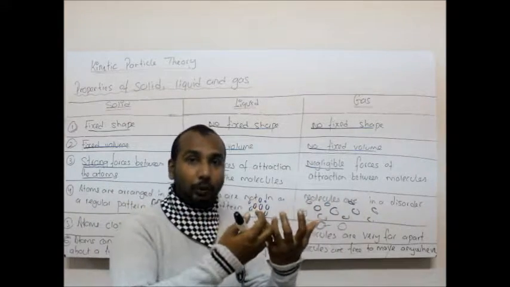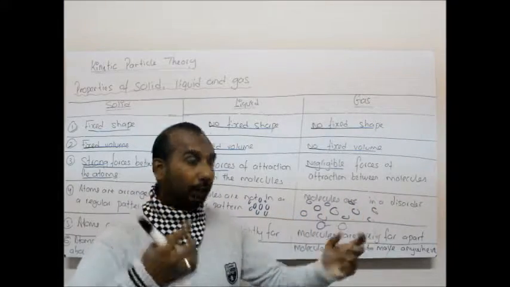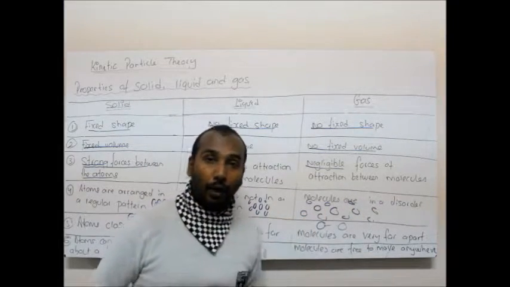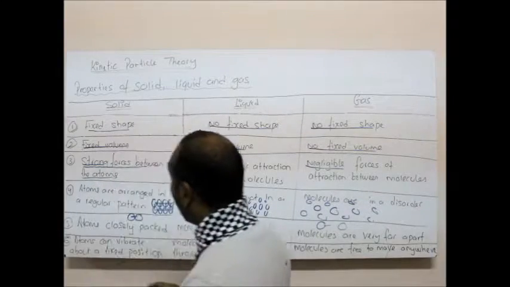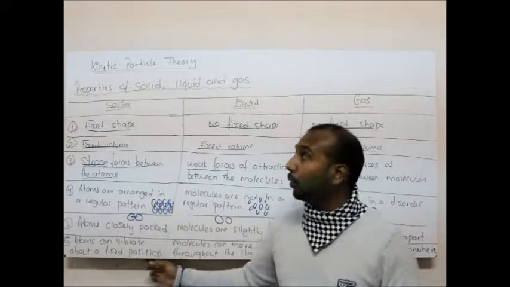There's nothing that binds them together. Each atom can go away. So now they are further apart. The next part, we look at the speed at which the molecules are moving.